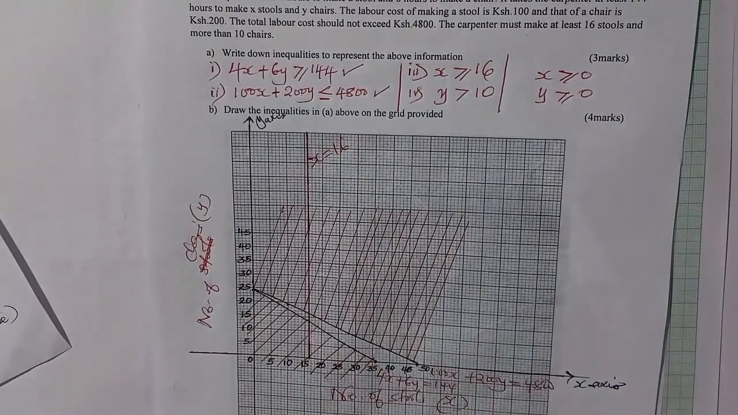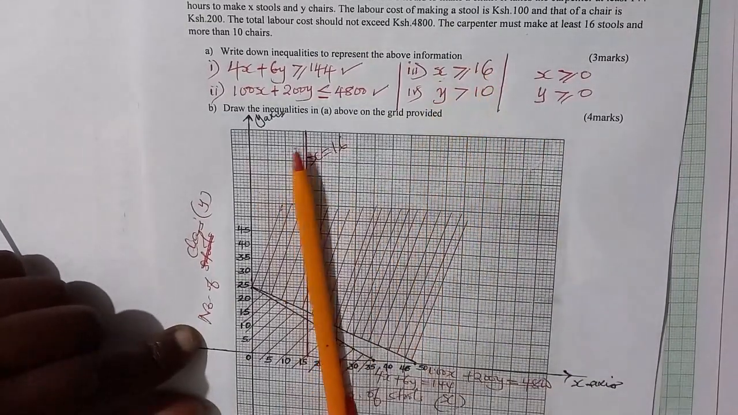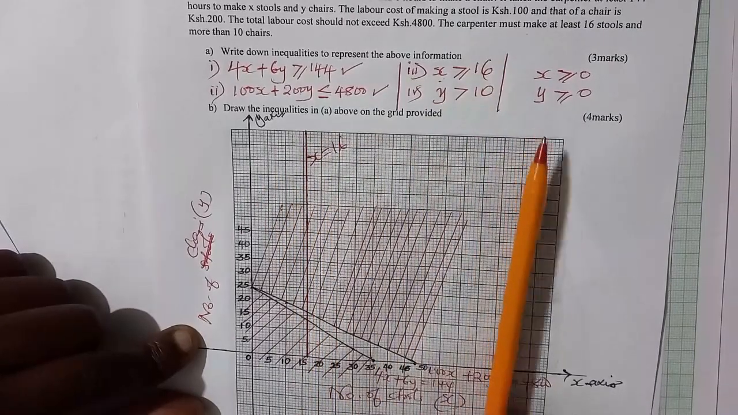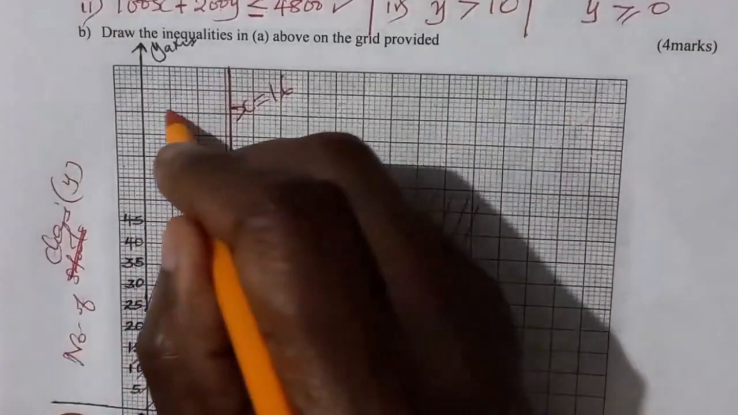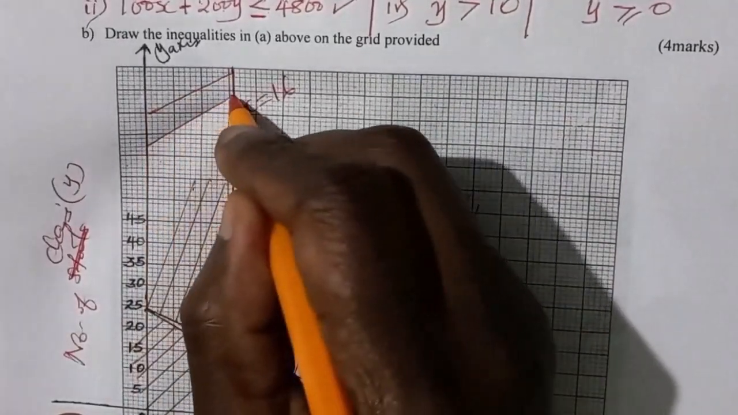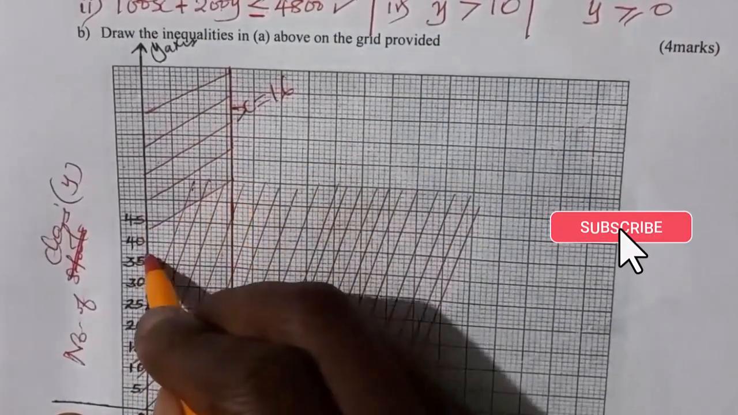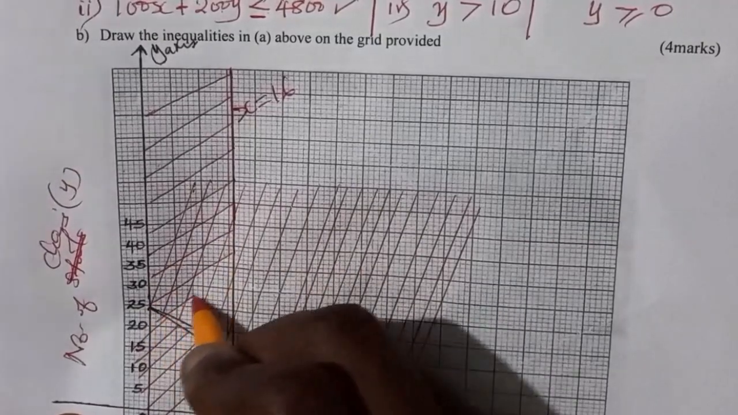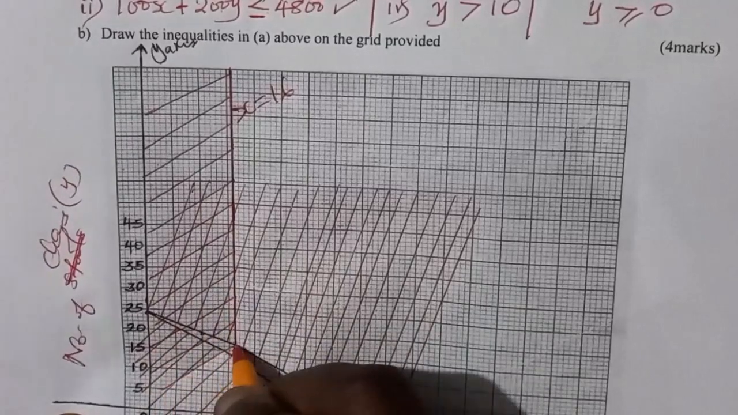Now for that one, remember x is greater than is on this side, where we have 20, 25. We require that side. So the unwanted side is the side that is less than 16. It is not greater than. So to the left of that line is the unwanted side. We shade the whole of that.